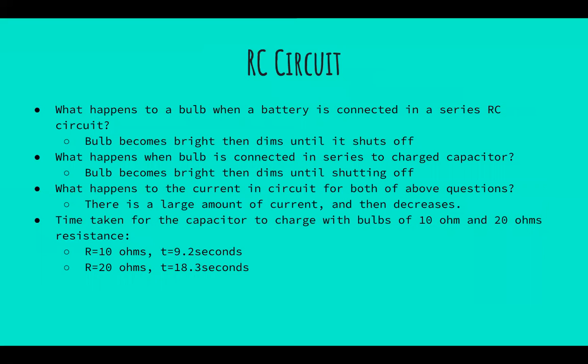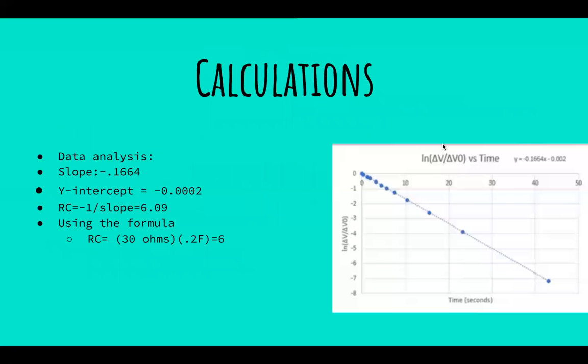As seen, we have the time for the capacitor to charge with bulbs of 10 ohms and 20 ohms, and it approximately took almost double as the ohms doubled as well. So for our calculations, when we look at our slope for our graph, we have that the slope is equal to negative 0.1664. And for our RC, we found that negative 1 over slope is equal to 6.09. And this is just using the formula that we were given. We found that 30 ohms times 0.2 F is equal to 6.